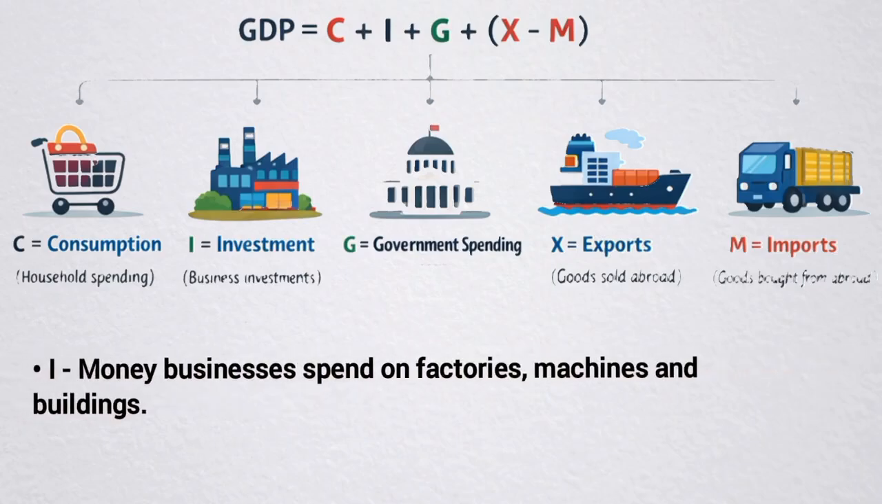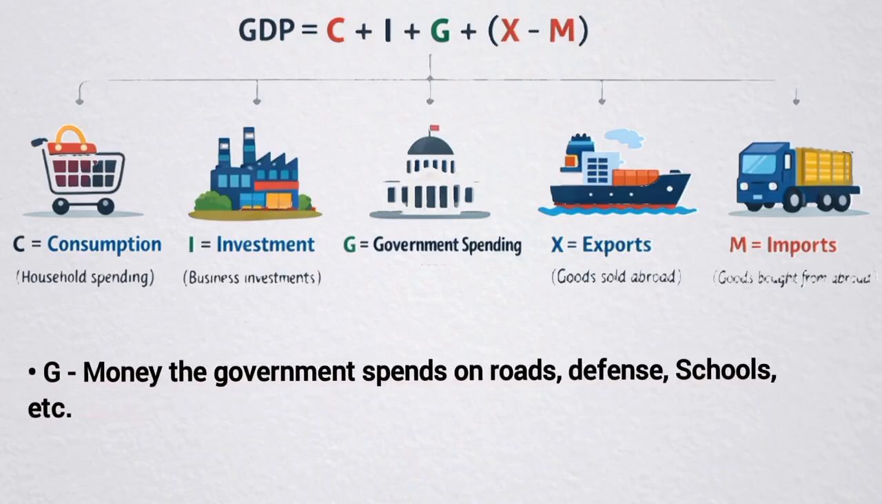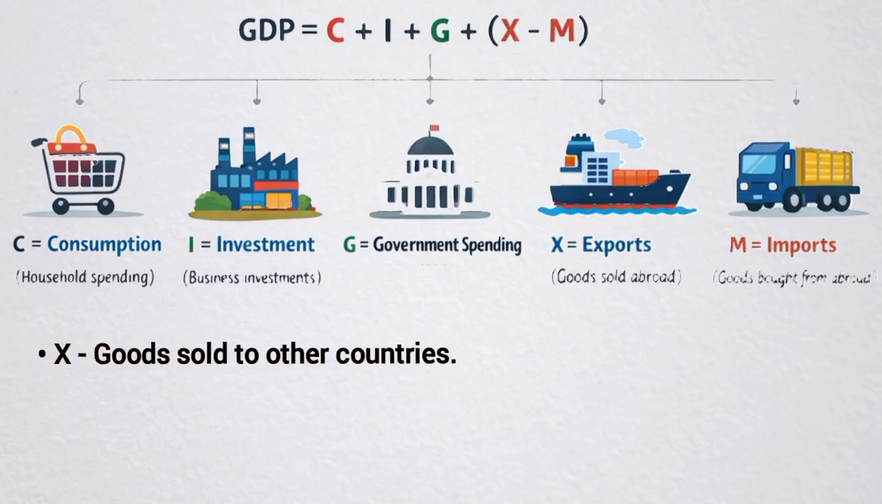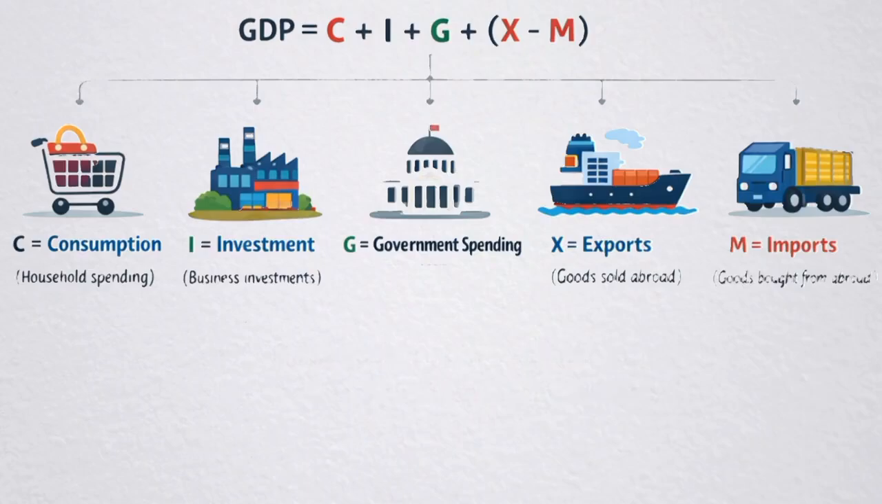I stands for investment, which means the money businesses spend on factories, machines, and buildings. G stands for government spending, in which the money the government spends on roads, defense, hospitals, and schools. X stands for exports, which means goods sold to other countries, and M stands for imports, which means goods bought from other countries. Exports are added because they bring money into the country, while imports are subtracted.